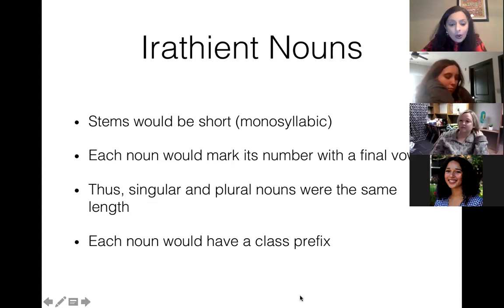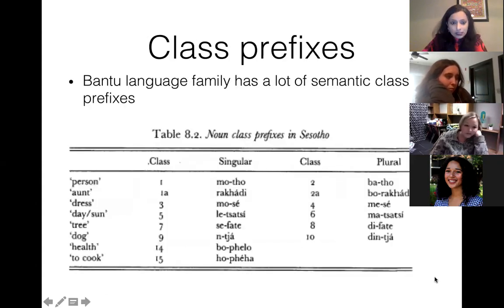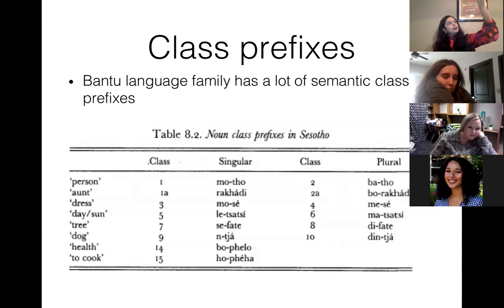And each noun would have a class prefix. So what are class prefixes? For class prefixes, he took inspiration from, he moved from Inuit and Antarctica languages, and he went all the way to Africa, where Bantu languages are spoken. A lot of Bantu languages have what is known as noun classes. Noun classes are actually prefixes, and depending on the prefix, you can identify the noun classes.